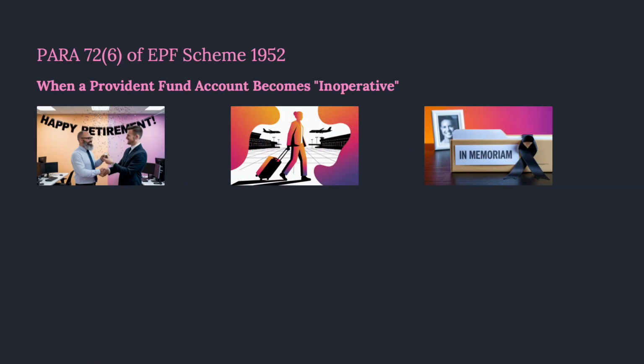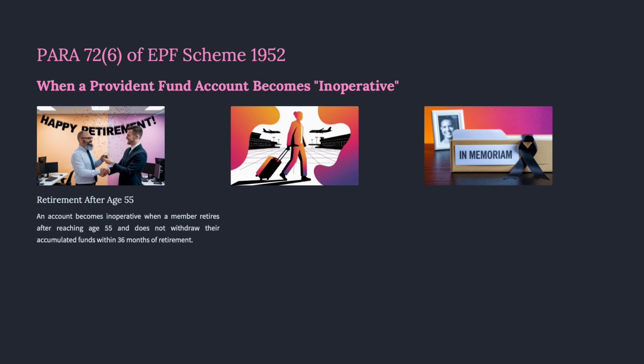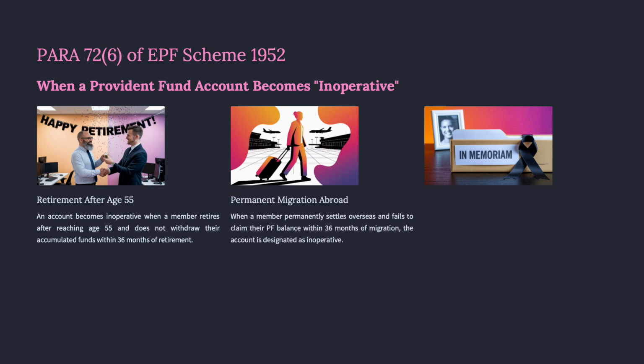Para 72(6) of EPF Scheme, 1952. When a Provident Fund account becomes inoperative. Retirement after age 55. An account becomes inoperative when a member retires after reaching age 55 and does not withdraw their accumulated funds within 36 months of retirement. Permanent migration abroad. When a member permanently settles overseas and fails to claim their PF balance within 36 months of migration, the account is designated as inoperative.